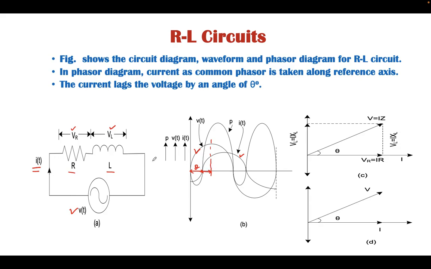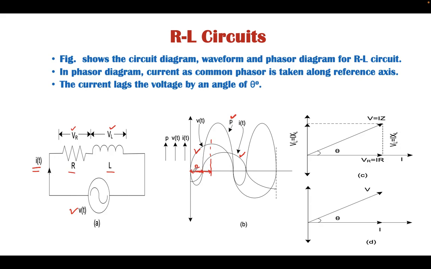Now the waveform of current will start after this angle theta, because in an inductive circuit current lags. If it is a purely inductive circuit, then current lags by pi by 2. Now because the angle is between 0 and pi by 2, let it be theta, and hence the current starts after theta.